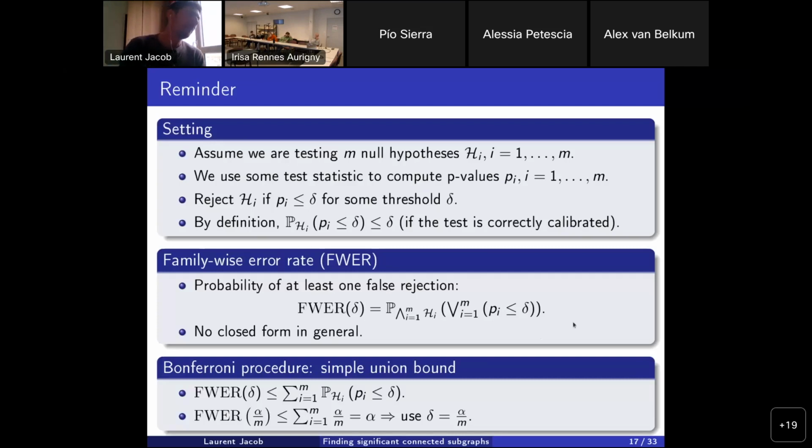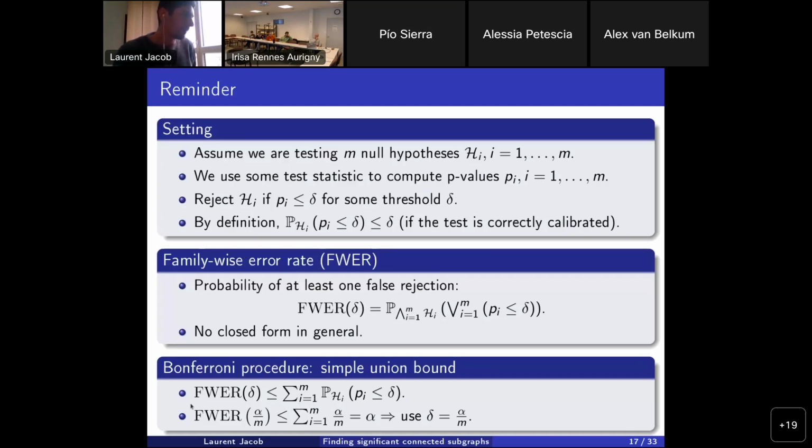Here I'm testing the probability of a disjunction, an "or", over a set of events. We know that this is smaller than the sum of the probabilities. It's equal if the events are independent, but in the general case, it's smaller. And like I said, the probability of false rejection for each of these hypotheses, if the tests are well calibrated, is itself smaller than the threshold.